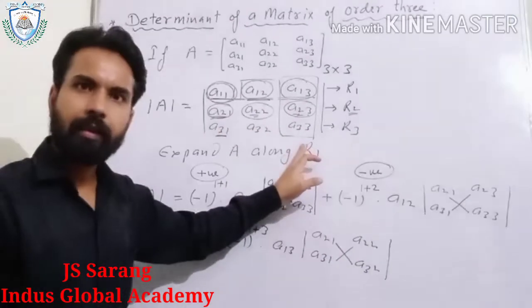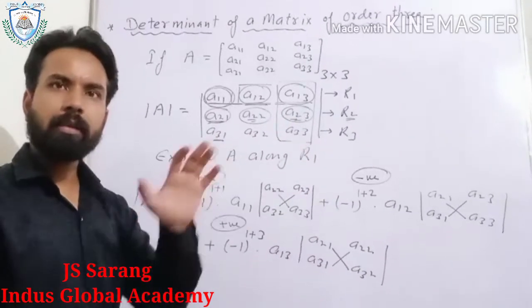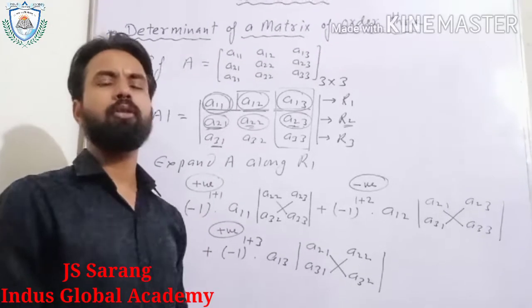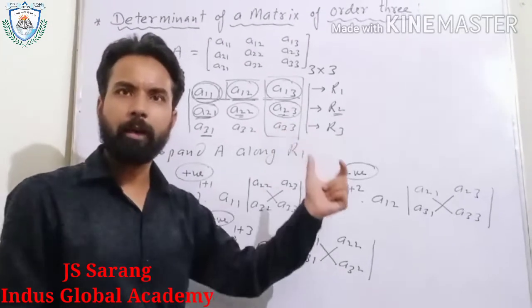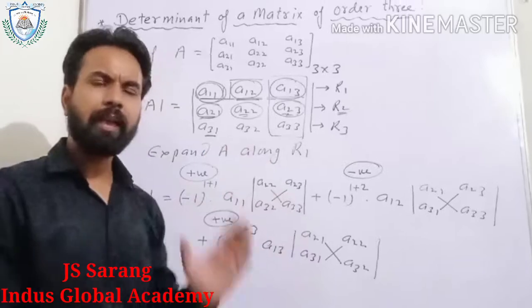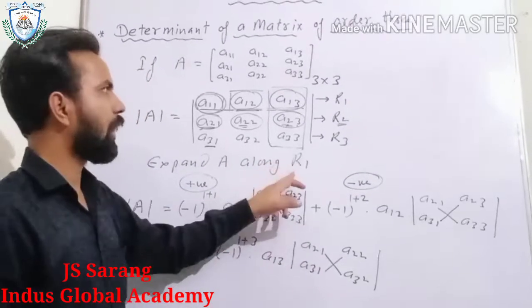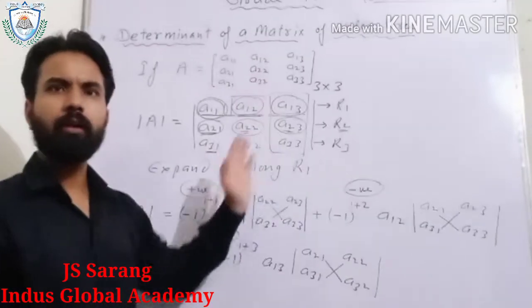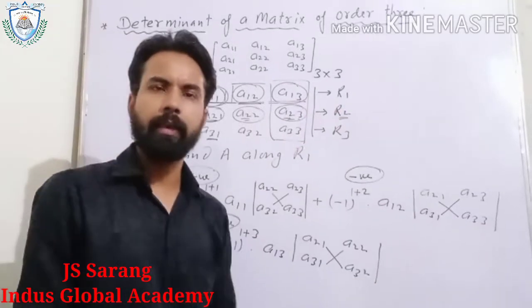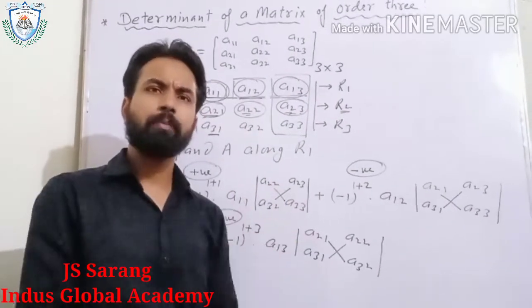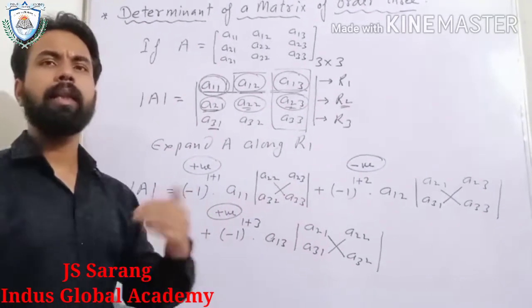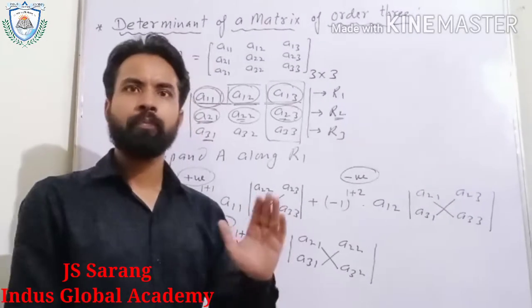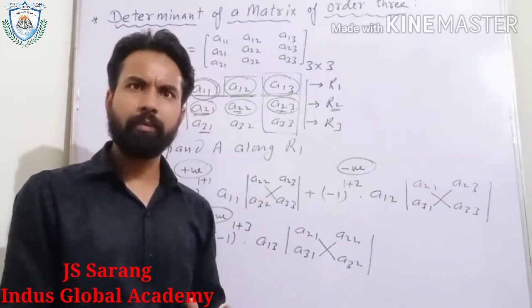So by this method we can expand any determinant along R1, along R2, along R3 or along C1, C2 or C3. So there are 6 methods for finding the value of a determinant of order 3 by 3. We can expand the determinant along R1, along R2, along R3 or along C1, C2 or C3. This is your choice. You can expand any determinant along any row or any column. Understood? Hope it is clear to everyone.